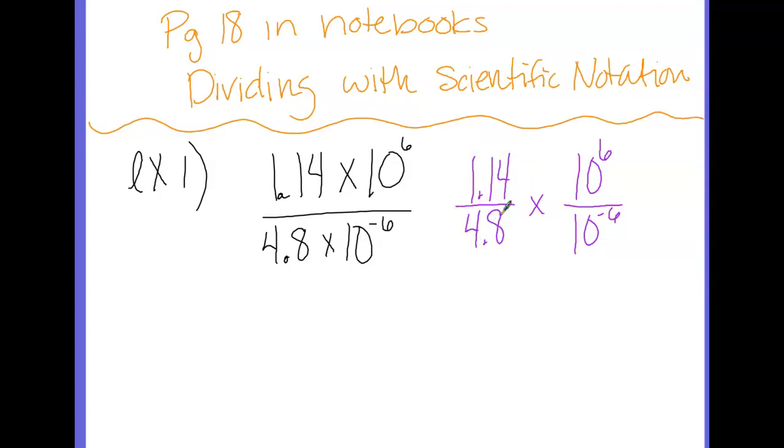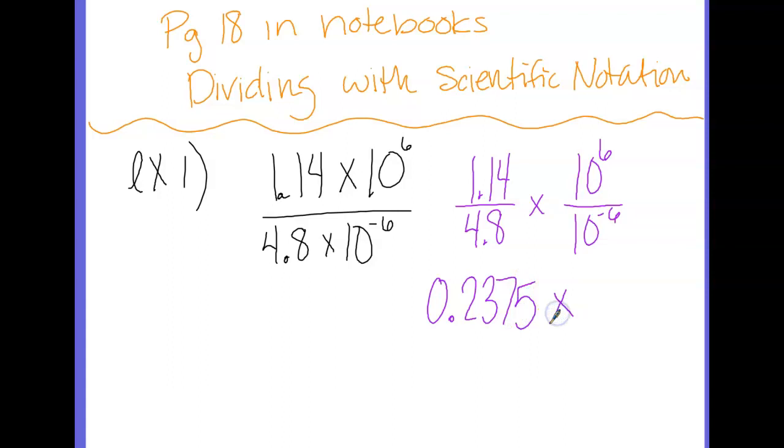1.14 over 4.8. So this time when you type in your calculator, are you going to multiply 1.14 times 4.8? No, you're going to divide. Divide 1.14 divided by 4.8. You're going to divide because it's a fraction. That's 0.2375. You got what, Levi? 0.2375. Thank you.